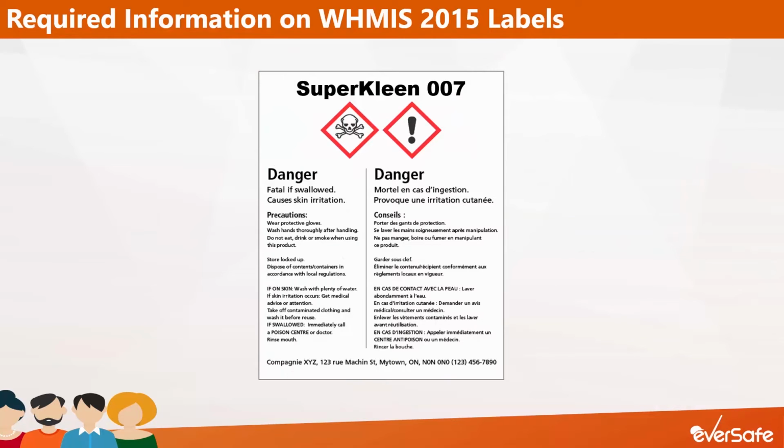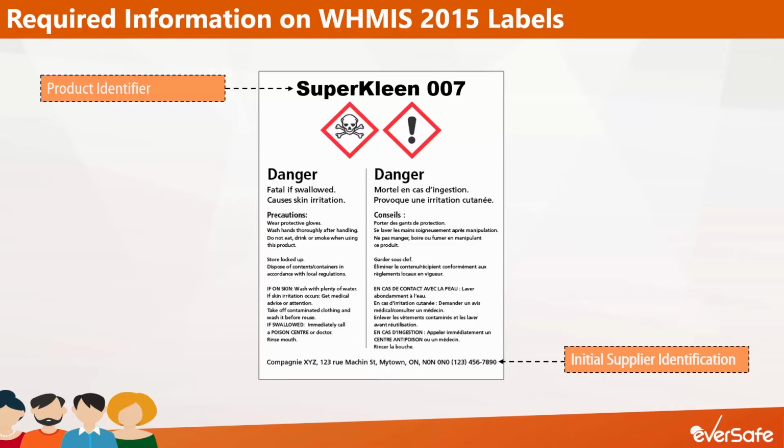So what's the difference anyways? Well, here's what the new labels are required to display. First of all, every label has to have a product identifier. The product identifier includes the brand name, common name, chemical name, generic name, or the trade name of the product. Also, every label needs to include an initial supplier identifier. This includes the name, physical address, and phone number of either the Canadian importer or the Canadian manufacturer.